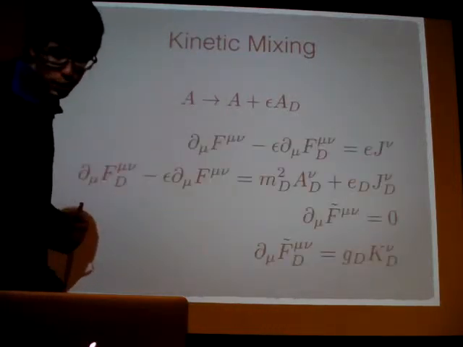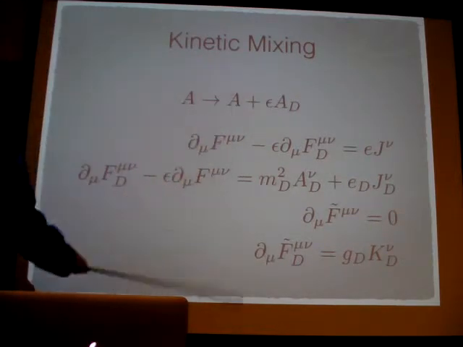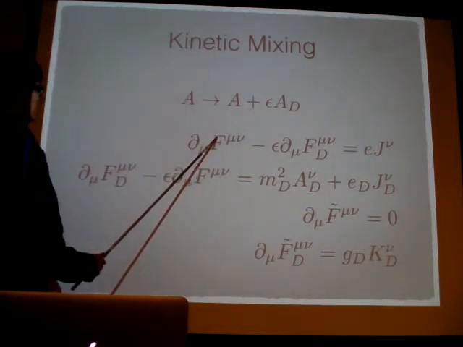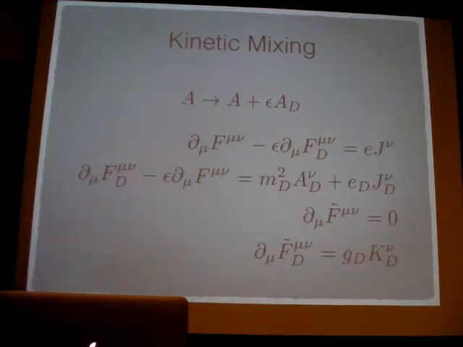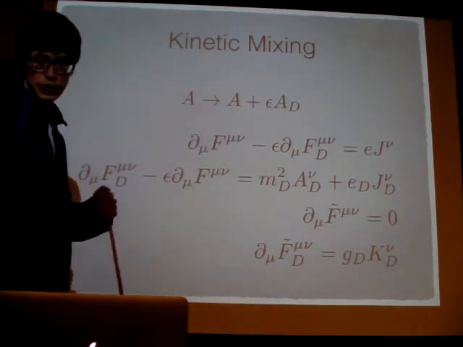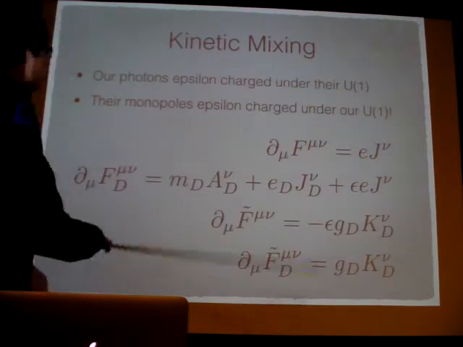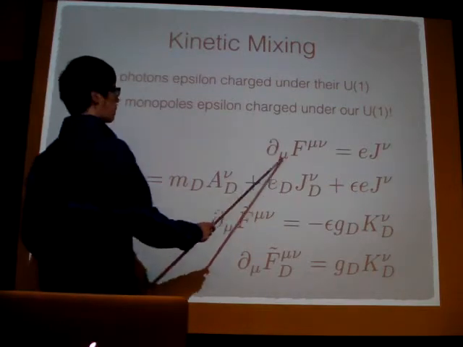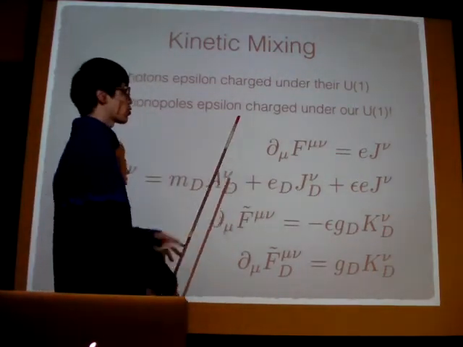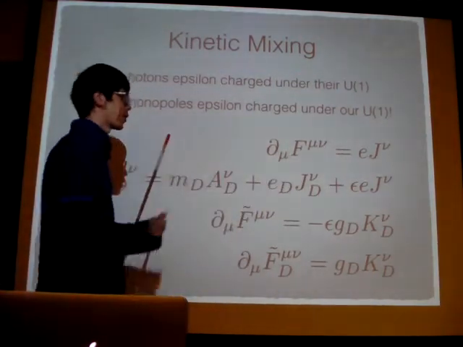So in particular, this is the field redefinition. These are Maxwell's equations. And you'll notice that it does things like get rid of this epsilon kinetic mixing here. So let's do this field redefinition onto this guy. And these are Maxwell's equations now. You'll notice that our electron is charged 1 under the photon.